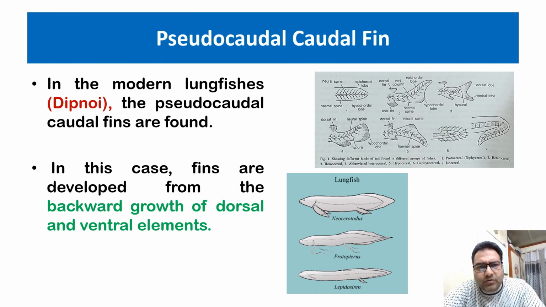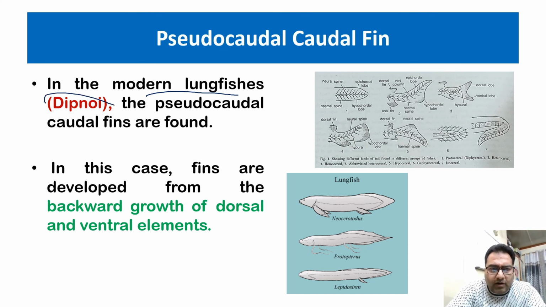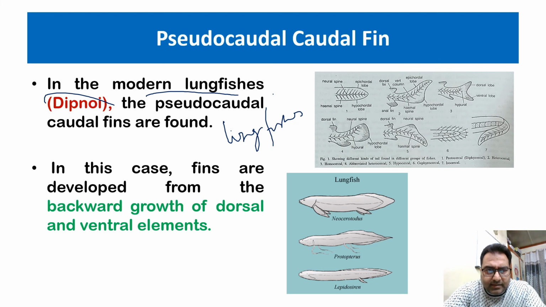Then we do have the pseudocaudal fin. In the modern lungfishes, that is Dipnoi, pseudocaudal fins are found. That is mostly a feature of the lungfishes. In this condition, the fins are developed from the backward growth of the dorsal and the ventral elements.